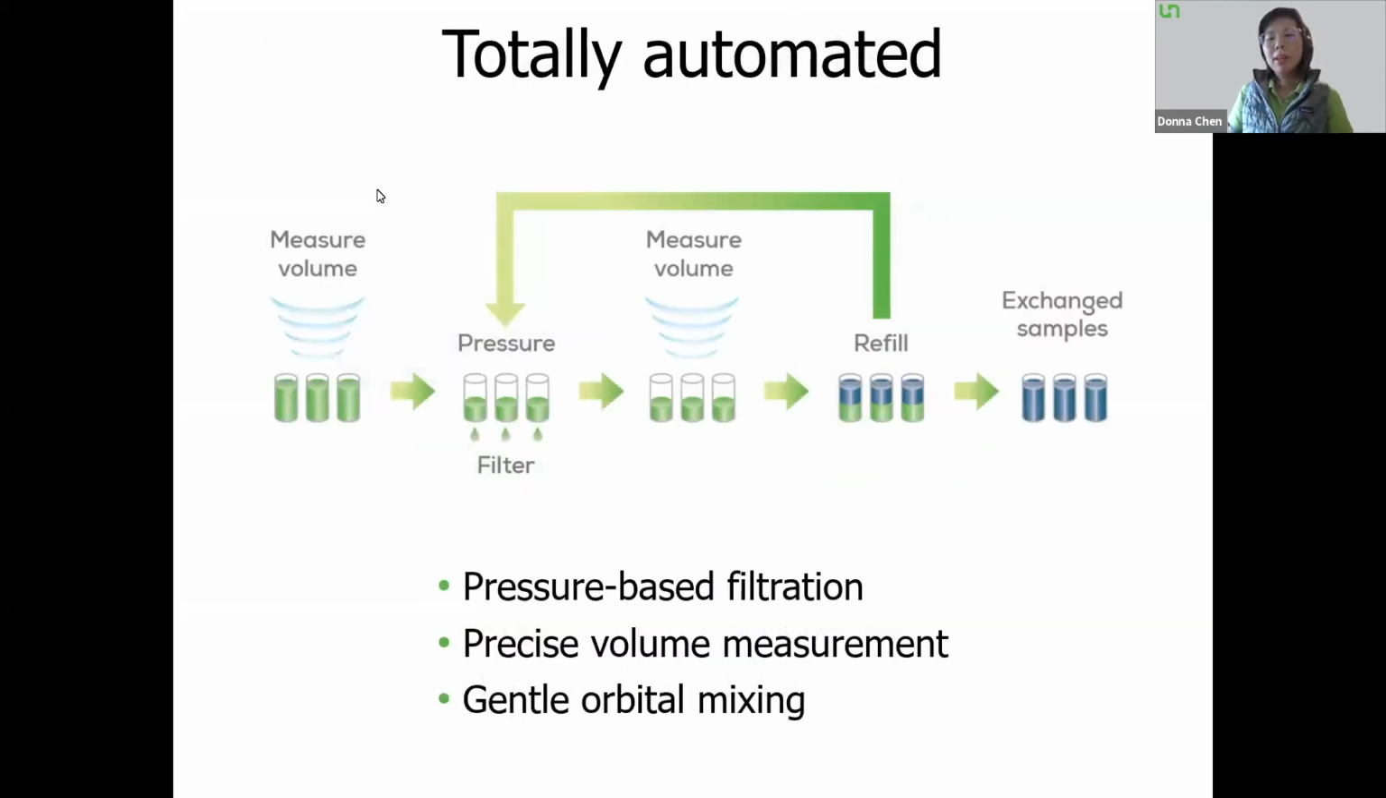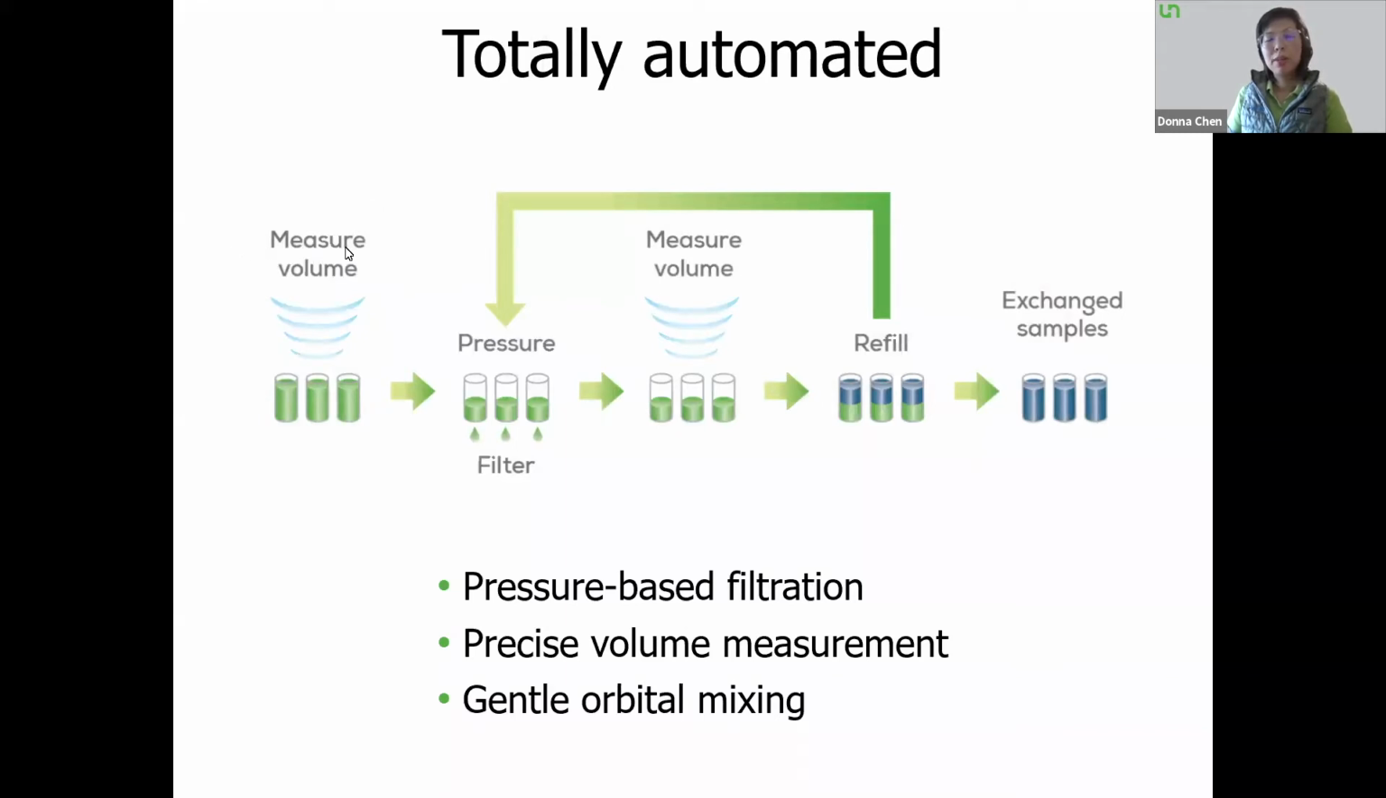So how does Big Tuna automate the buffer exchange process? Essentially, the method we use is an ultrafiltration and diafiltration method in combination with 3 unique components that help to automate the system. We have a pressure chamber, an acoustic volume sensor, and gentle orbital mixing throughout the process.